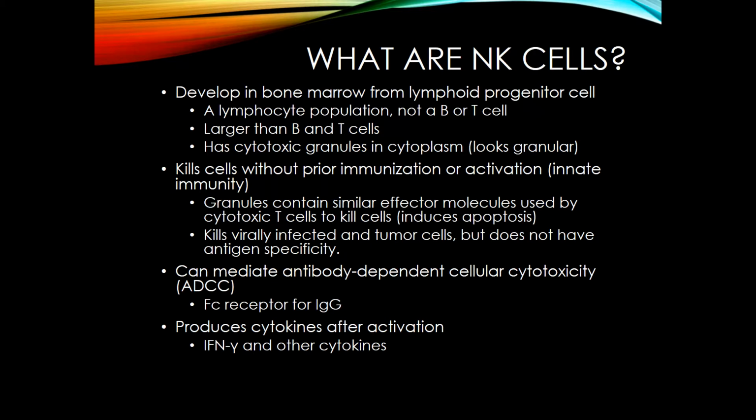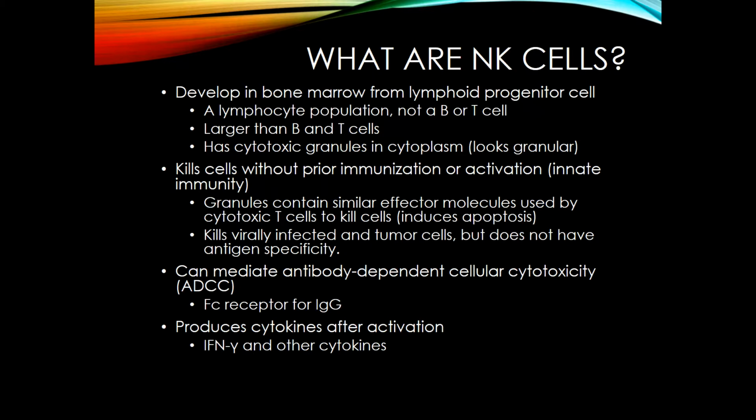Now, the granules in these cells, the cytotoxic granules, are very similar to the ones that are found in cytotoxic T cells. And they kill cells through apoptosis, just like cytotoxic T cells. Again, they can kill virally infected cells, tumor cells, and they do not have antigen specificity. So they don't recognize a viral antigen or a cancer antigen like cytotoxic T cells will do. These will recognize a cell when they look like they're sick, and we'll go through that in a minute.